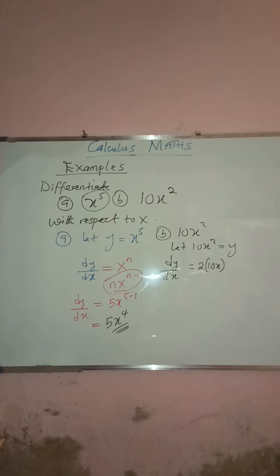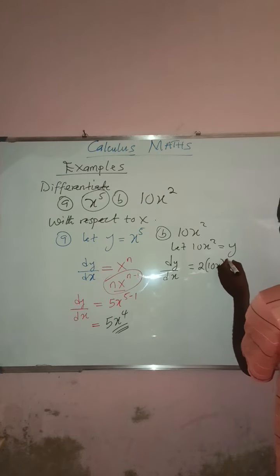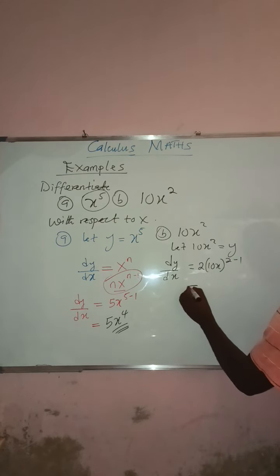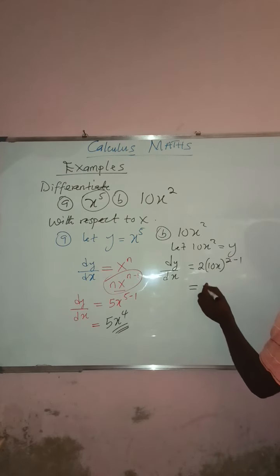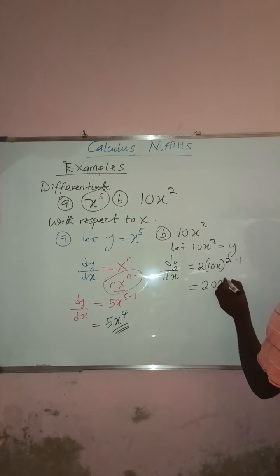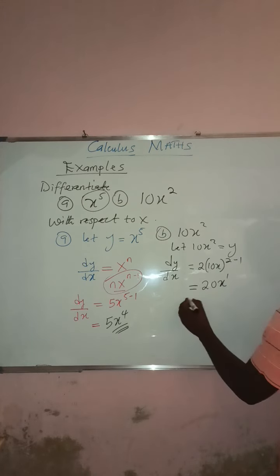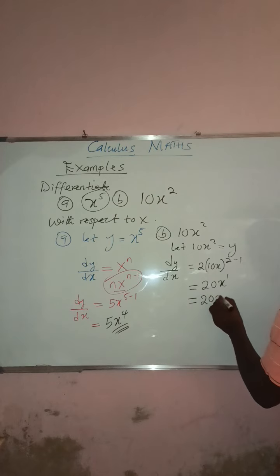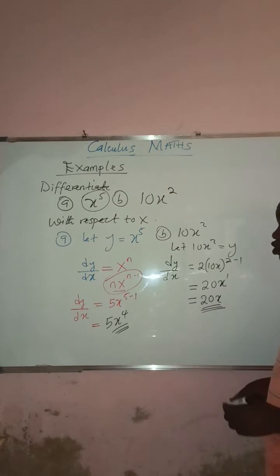Therefore the power is now 2 minus 1. So we have 2 multiplying the 10, which gives 20x raised to the power of 2 minus 1, which is power 1. Therefore this is 20x. So the answer is 20x.